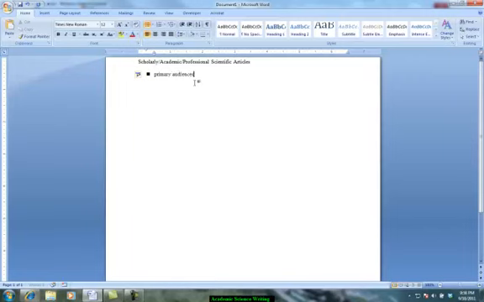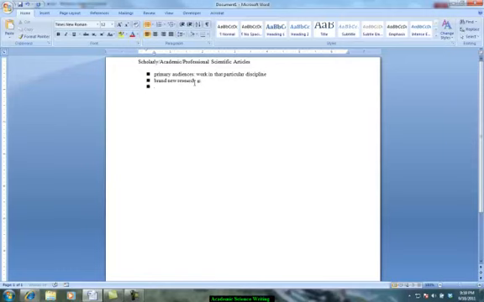So we talked about this a couple of weeks ago. Primary audiences are those who work in that particular discipline. So they have a really vested interest in brand new research.